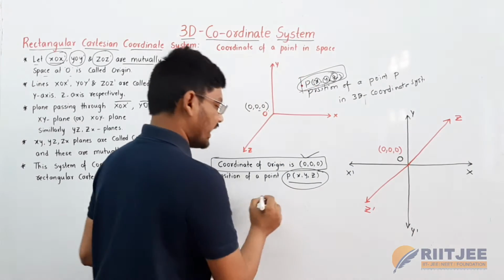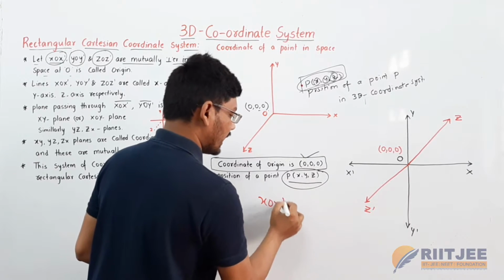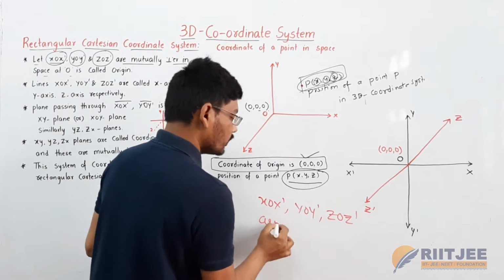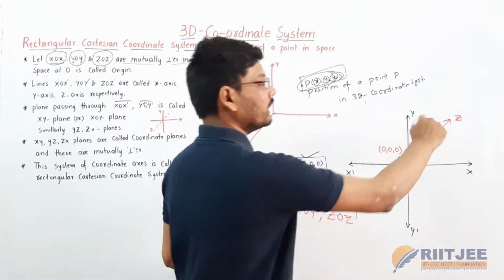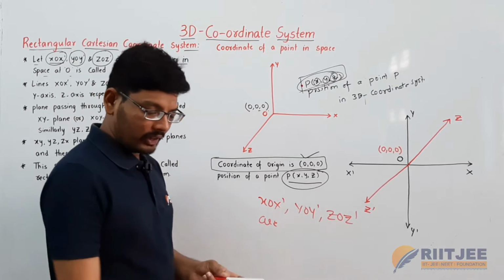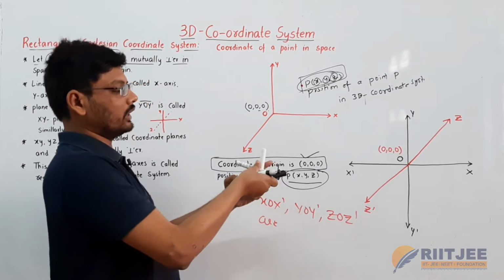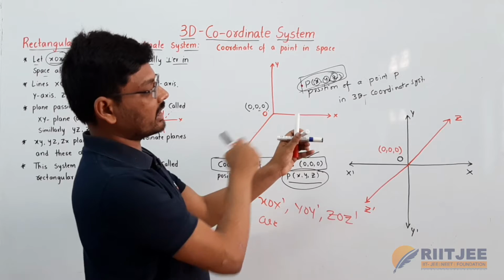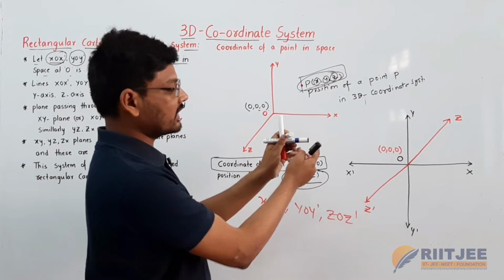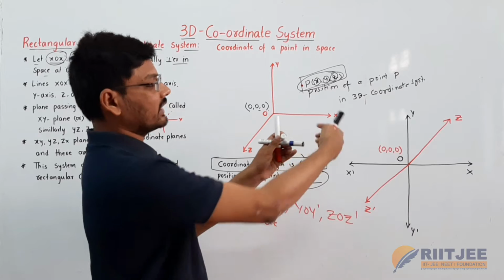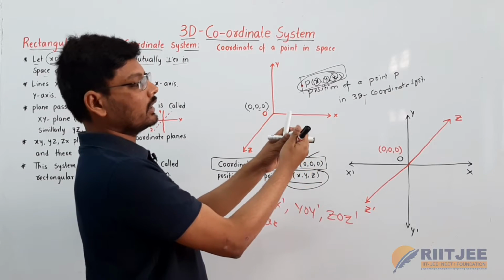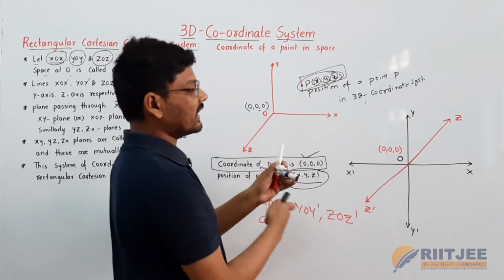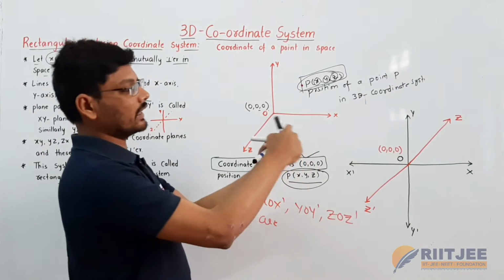These three lines, X'OX, Y'OY and Z'OZ, are mutually perpendicular to each other. Here each and every axis is perpendicular to the others. So this is x, and the intersection of these three lines is the origin. This is x dash, this is y dash and this is z dash. The axes are mutually perpendicular here, each at 90 degrees to the others.